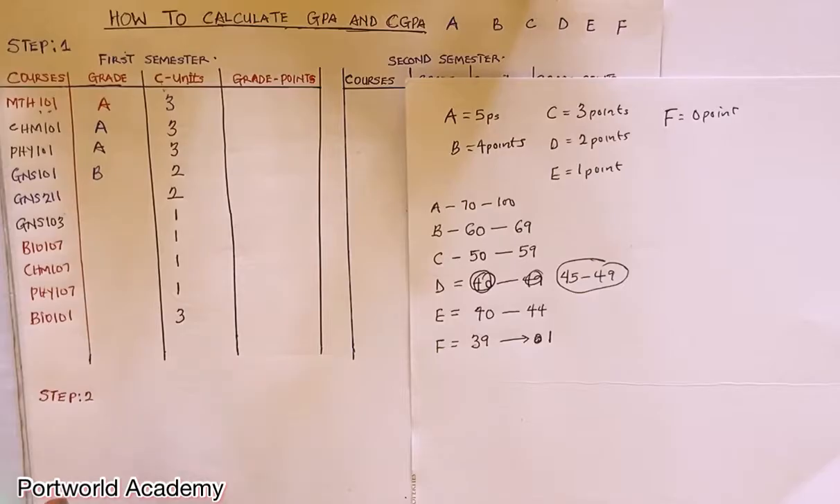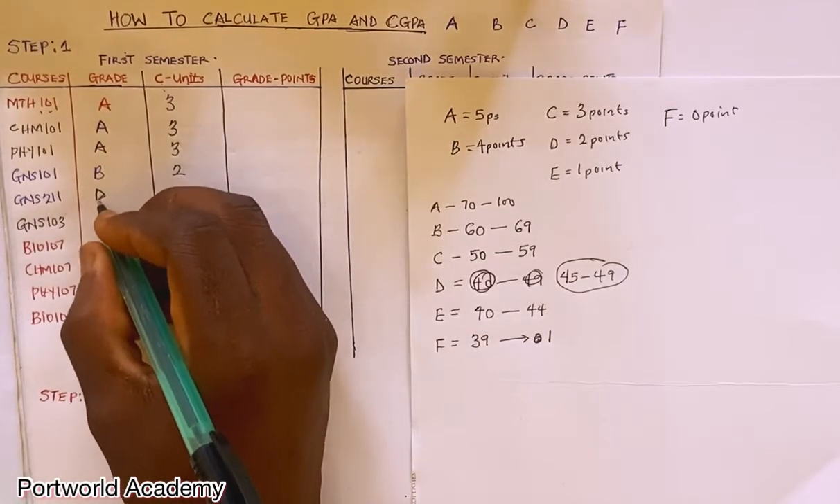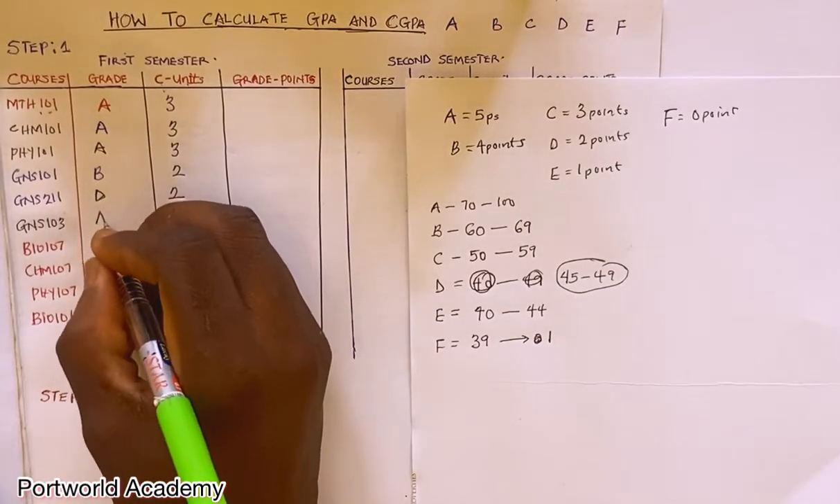Let's say GNS 211, French. I don't know French. What concerns me about French? I can only speak Yoruba and English. What concerns me about French? Let's say later on you check it and, wow, it's making sense. Let's say you check your GNS 101, use of library, just a unit course, you had what? A. Wow, it's making sense.